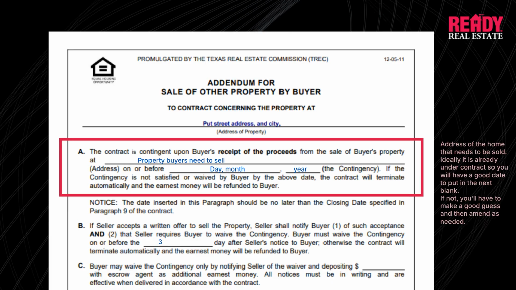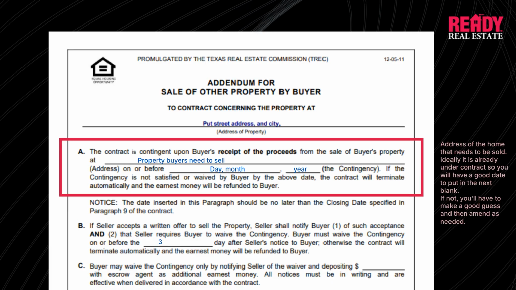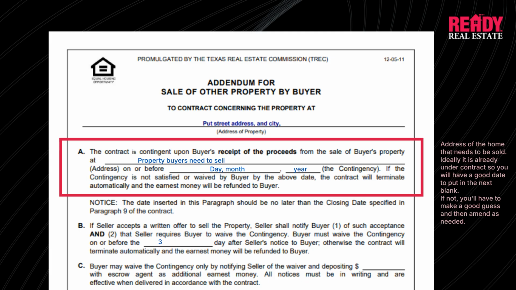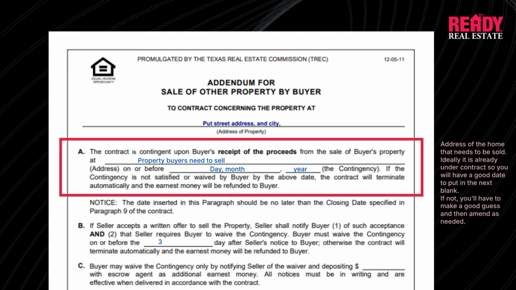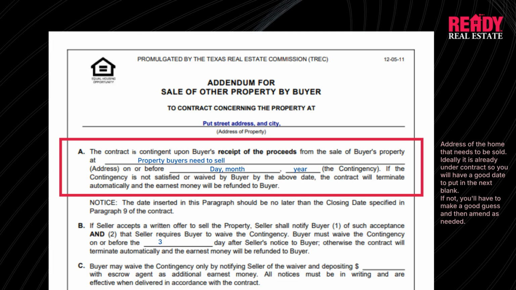First blank, fill in the complete address of the buyer's current property that needs to be sold. Again, include street address, city, state, and zip code. The second blank is where you'll insert the contingency deadline date. This is the date by which the buyer must receive proceeds from their home's sale.